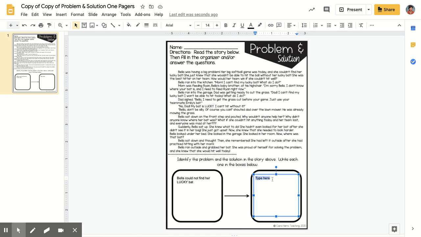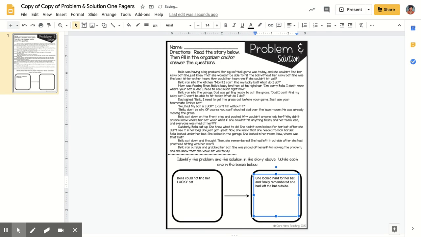Well, first of all, she tried asking her mom for help. She tried asking her dad for help. And then finally she realized that she could only rely on herself. So what did she do? She looked hard for her bat and finally remembered she had left the bat outside.